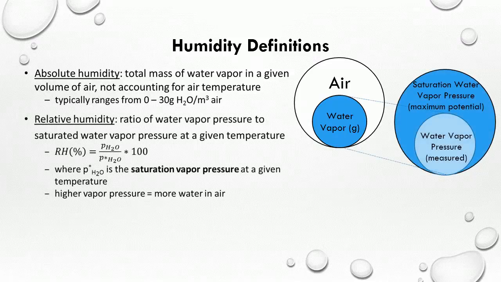Relative humidity is defined as the observed water vapor pressure relative to the saturation water vapor pressure at a given air temperature. To be less technical, relative humidity is the ratio of the amount of observed water vapor to the maximum potential amount of water vapor that could be present at a given temperature.